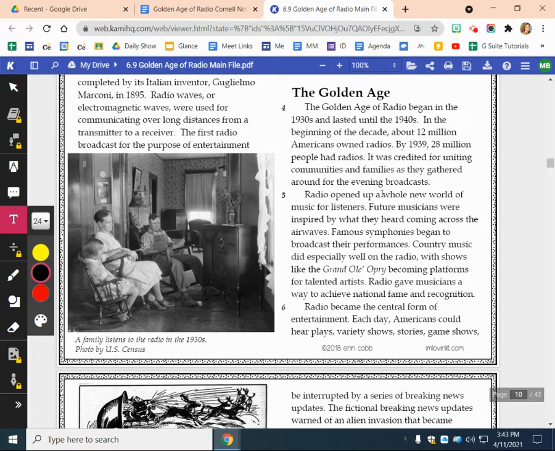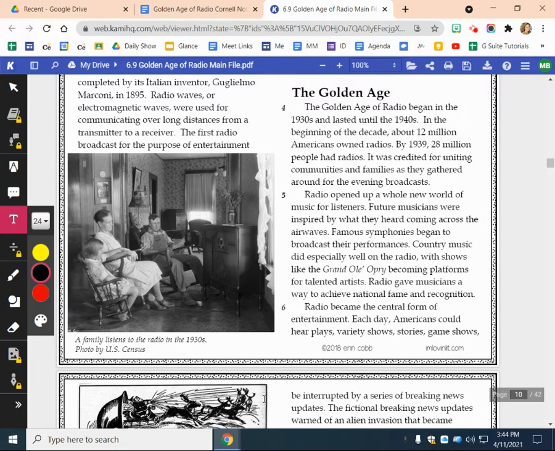So I'm back to the text, second paragraph. Radio opened up a whole new world of music for listeners. Future musicians were inspired by what they heard coming across the airwaves. Famous symphonies began to broadcast their performances. Country music did especially well on the radio, with shows like the Grand Ole Opry becoming platforms for talented artists. Radio gave musicians a way to achieve national fame and recognition.